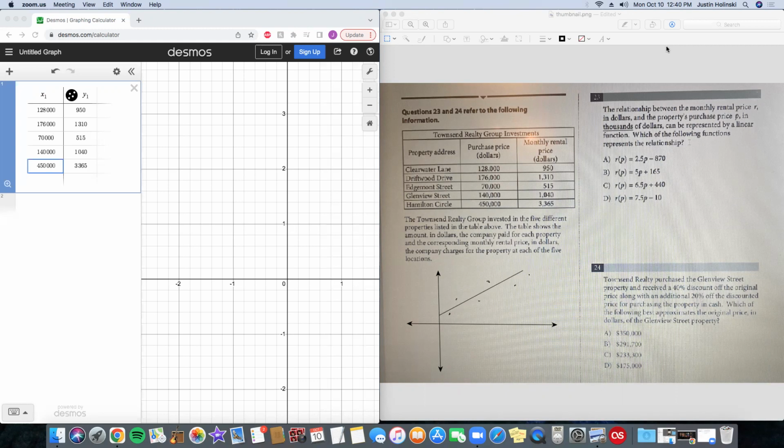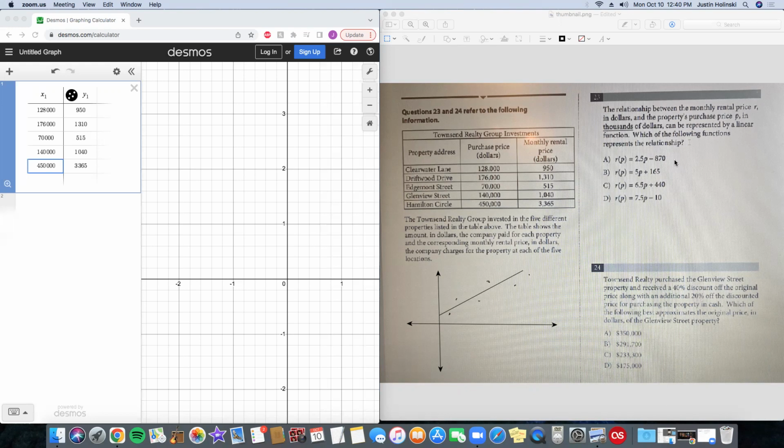So onto the problem. The Townsend Real Estate Group invested in 5 different properties listed in the table above. The table shows the amount in dollars the company paid for each property and the corresponding monthly rental price in dollars the company charges for the property at each of the 5 locations. And then we're going to look at 23. The relationship between the monthly rental price R in dollars and the property's purchase price P in thousands of dollars can be represented by a linear function. Which of the following functions represents the relationship? So linear regression is going to help us create the function.